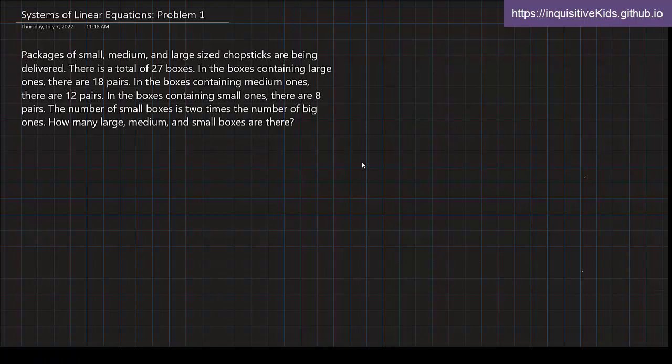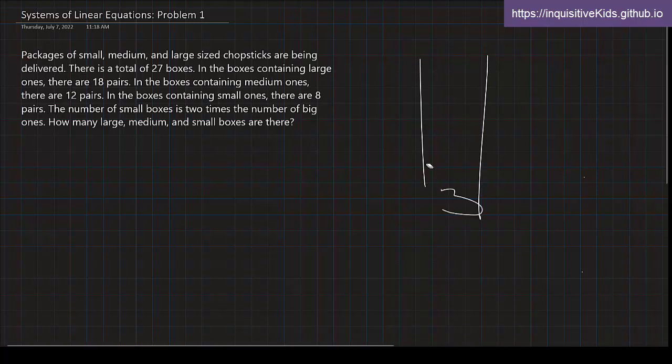So let's look at problem one. Packages of small, medium, and large sized chopsticks are being delivered. Chopsticks are kind of like forks and knives that people eat with. If you don't know what they are, it's basically two sticks that you pick food up with. Just so you know, they work in pairs.